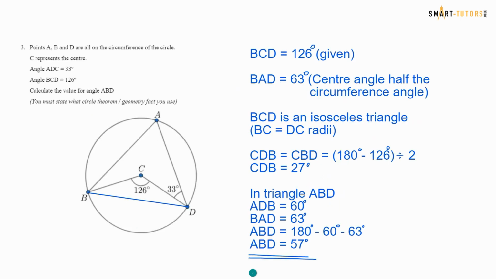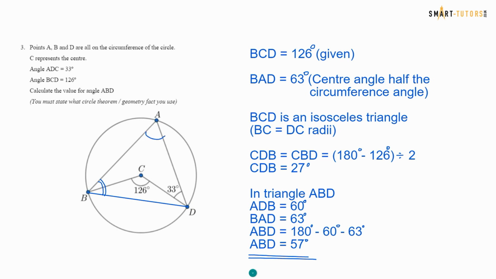Question number 3. Points A, B and D are all on the circumference of the circle. C represents the center. ADC is 33 and BCD is 126. Find the value of ABD. So the angle ABD is the question. BCD is 126, which is given. BAD, so BAD is 63.